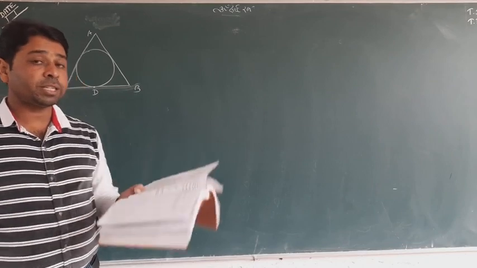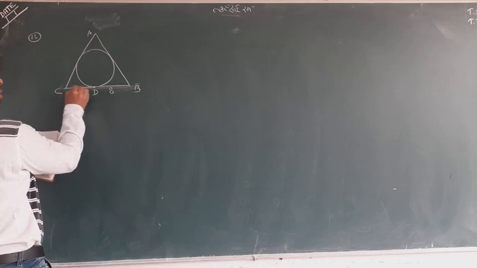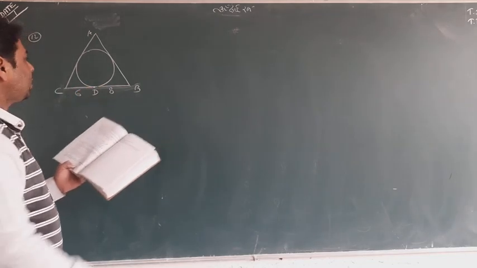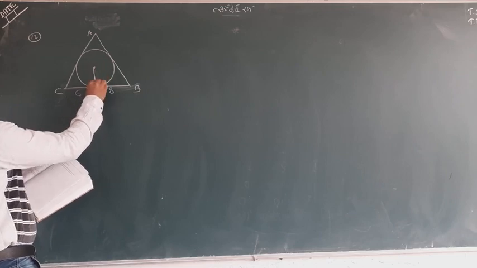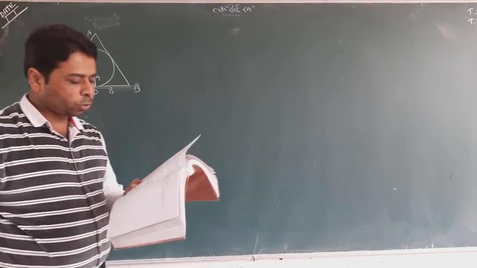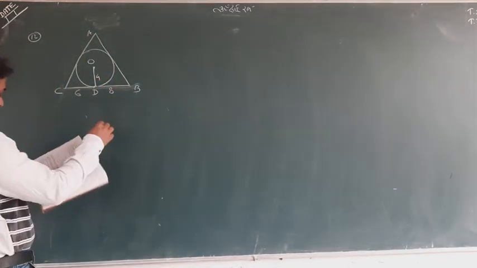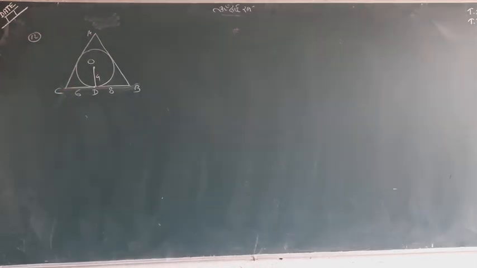The lengths are 8 cm and 6 cm respectively. This is 8 cm and this is 6 cm. This is the center, this is the radius, and the radius is given as 4 centimeter. Suppose O is the center. And the question says find the lengths AC and AB. You want to find AB and AC both. So this is a good question.